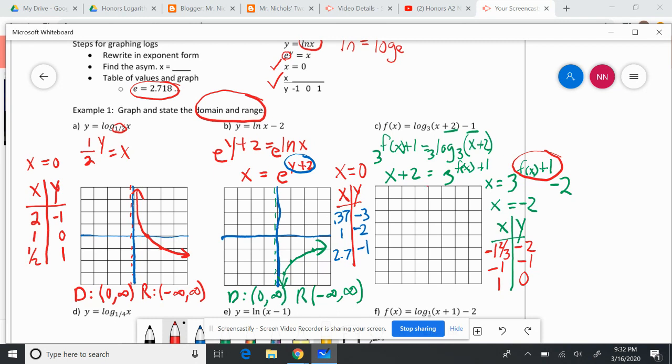What we're going to do is draw our x and y axis. What we have is a vertical line at -2. And when we plot our points, we have -1 2/3 and -2. We have -1, -1, and we have 1, 0. Our domain is going to be -2 to infinity, and our range, as you probably guessed, is -infinity to infinity.